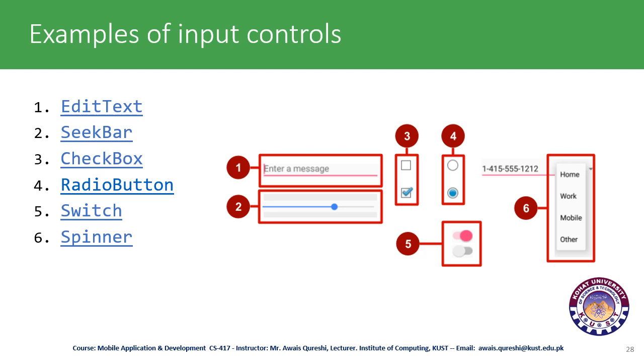Examples of input controls, as you can see, this is the input text, the EditText, and the second one is the seek bar. You can select this small circle dot, and then you can move it in the left direction or in the right direction. And by moving this control either left or right, there are some particular values in the background that are selected.